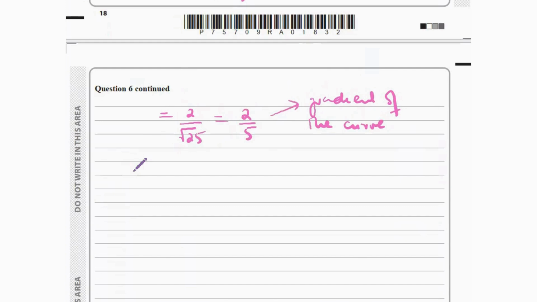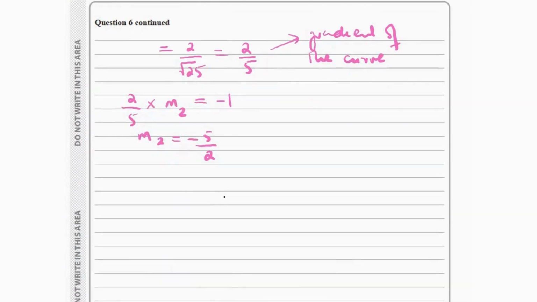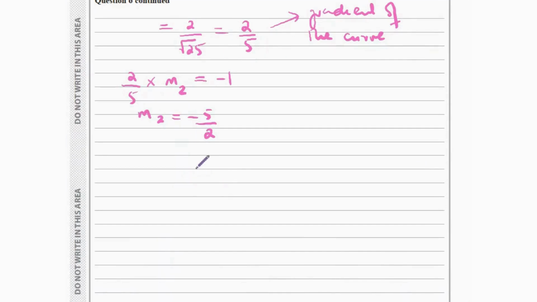Since the gradient of the curve and the gradient of the tangent are the same, we're going to do 2 over 5 times m2, which is the gradient of the normal, equals -1. So m2 is going to be -5 over 2. Since the normal also passes through point P, which is 8, 5, and the gradient is -5 over 2, using point slope form, y minus 5 equals -5 over 2 times x minus 8.